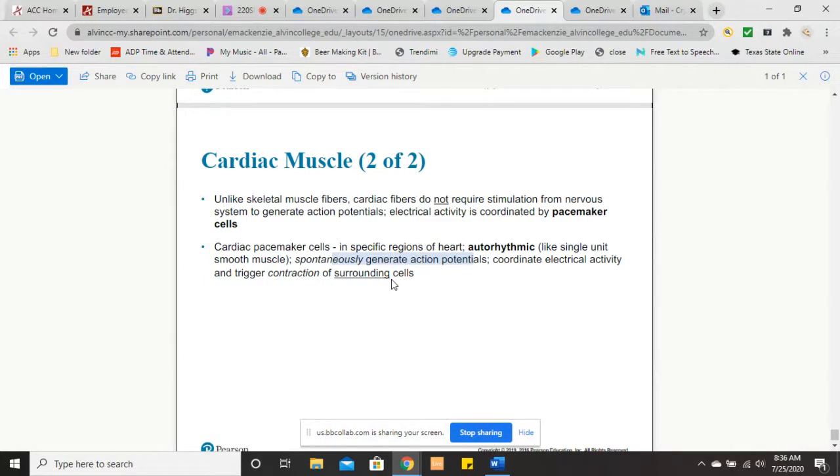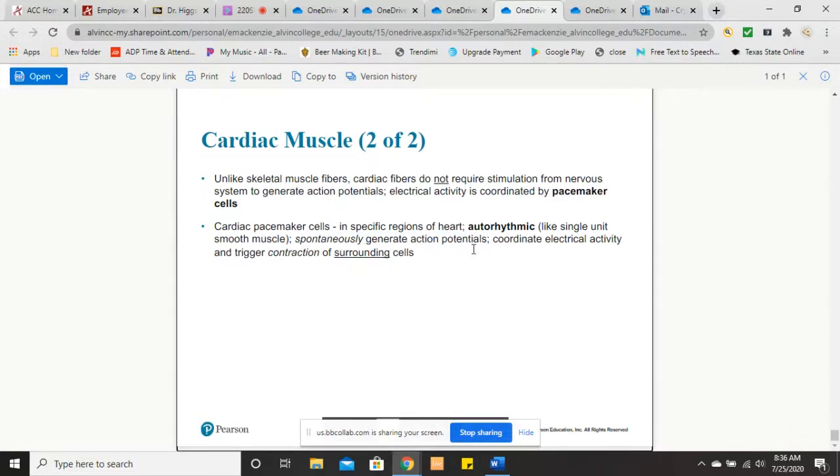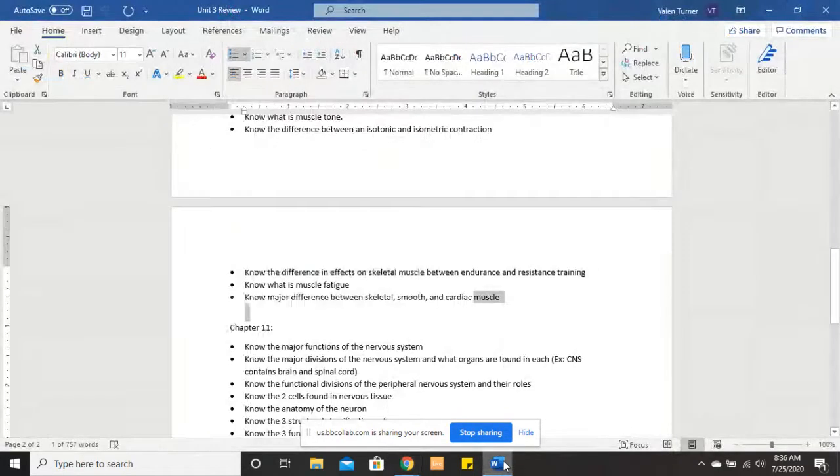So these pacemaker cells and their autorhythmicity, their ability to generate their own automatic rhythm, are why you cannot control cardiac muscle tissue. All right. So that's it really for chapter 10.